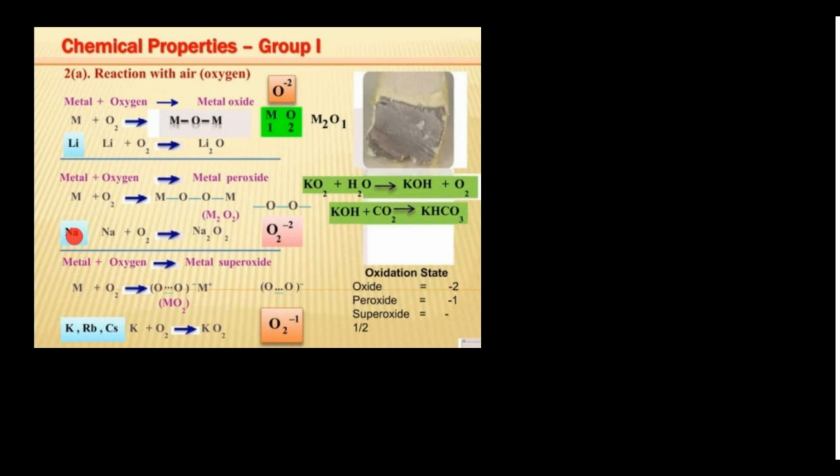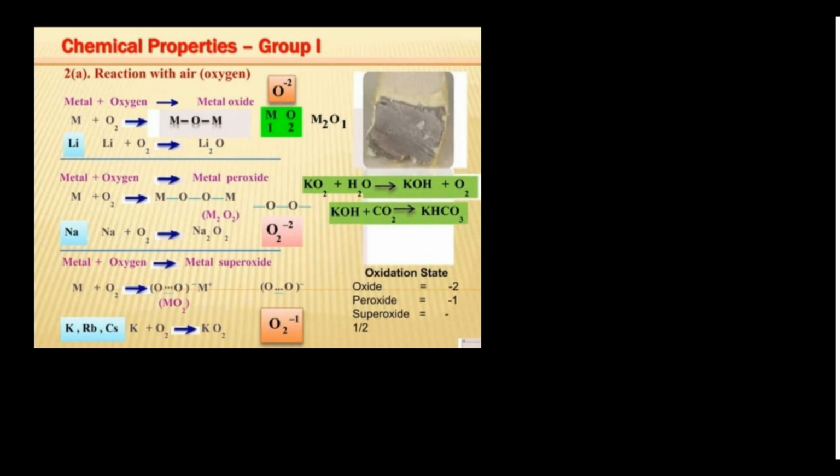But with the same reaction, when you react sodium with oxygen, it will form sodium peroxide. And if you react potassium, rubidium and cesium, then potassium forms KO2. However, all these may form mixtures of different kinds of oxides: oxides, superoxides and peroxides. As you can see here, in the oxide the oxygen is in the -2 state, in the peroxide oxygen is in the -1 oxidation state, and for the superoxide it is in the -1/2 oxidation state.